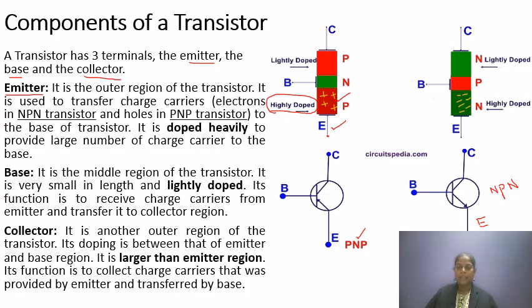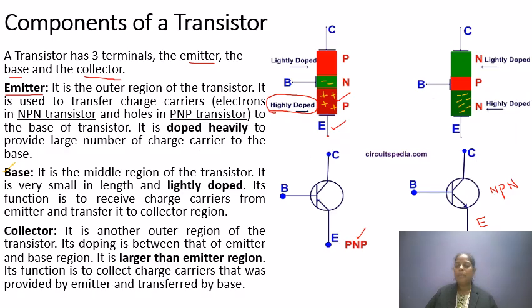This second layer is nothing but the base. It is the middle layer of the transistor. It is very small in length. See the size of this one; compared to the collector and the emitter, the size is very small, and it is lightly doped. In the case of PNP, the majority charge carriers are holes, so this N region is lightly doped. We have only a few electrons.